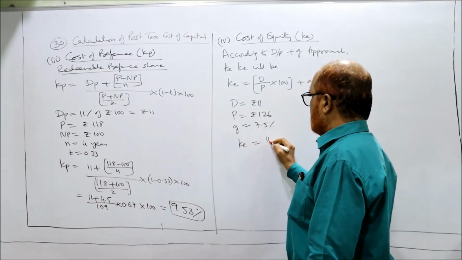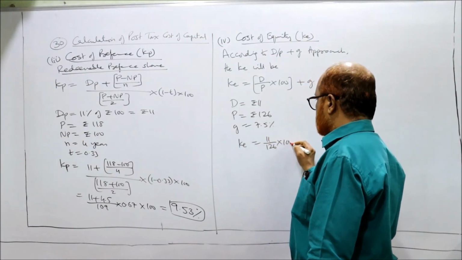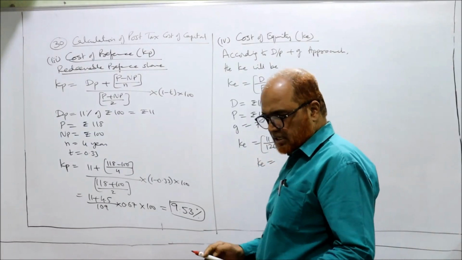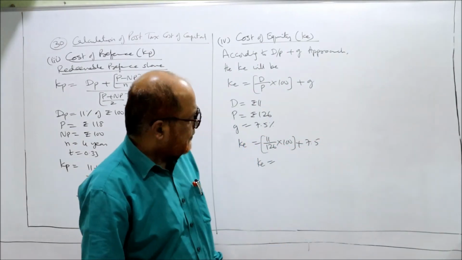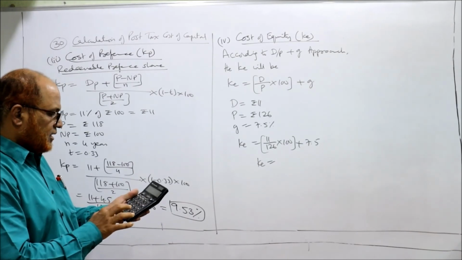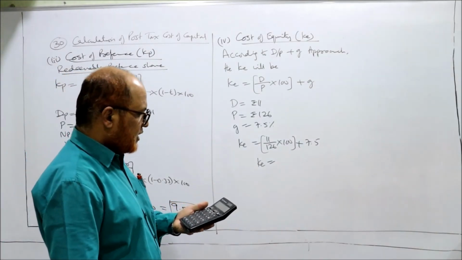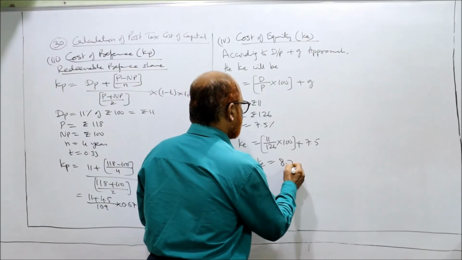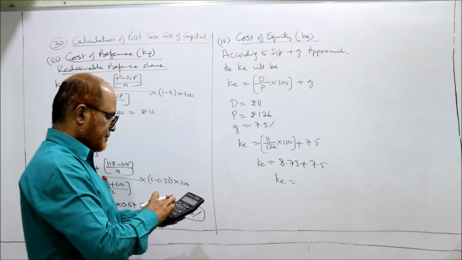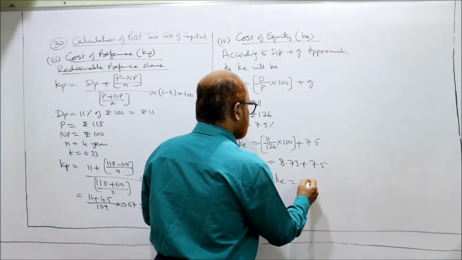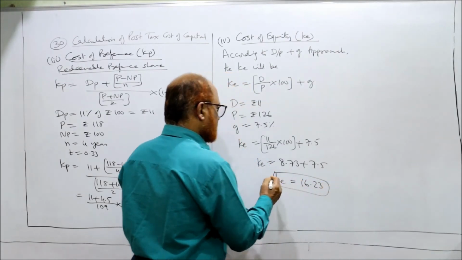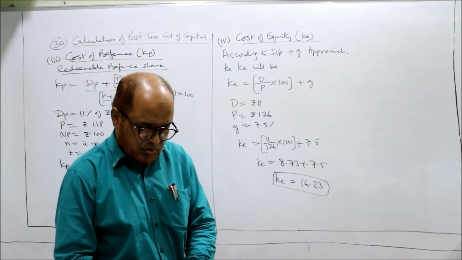So KE is equal to 11 divided by 126 into 100 plus 7.5. 11 divided by 126 into 100 is equal to 8.73, plus 7.5, 16.23. The cost of equity capital is 16.23. That's it.